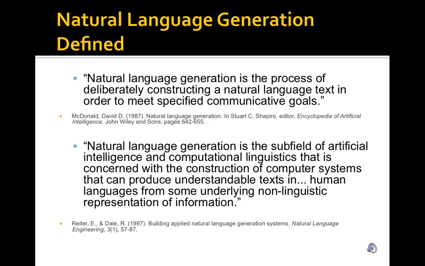Reiter and Dale, two preeminent researchers in the field, published a definition with a slightly different emphasis about a decade later. Natural language generation is the subfield of artificial intelligence and computational linguistics that is concerned with the construction of computer systems that can produce understandable texts in human languages from some underlying non-linguistic representation of information. Their emphasis is on underlying non-linguistic representations that are used as input data.